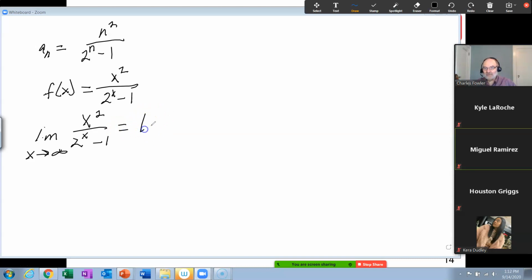That should equal the limit as x is going to infinity of, take the derivative of this, you get 2x, and take the derivative of this. Oh man, what is the derivative of an exponential? Does anyone remember?